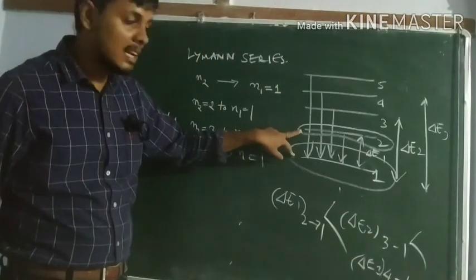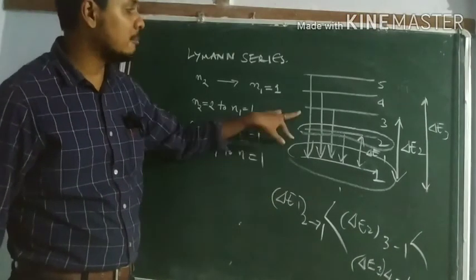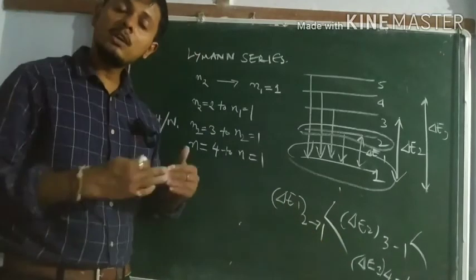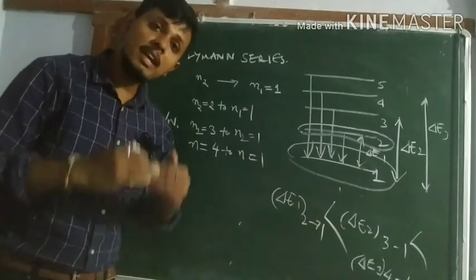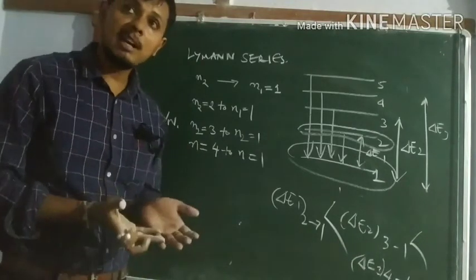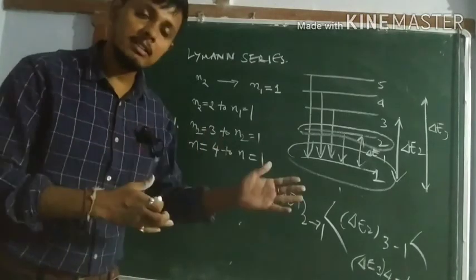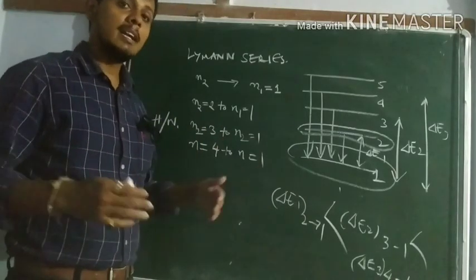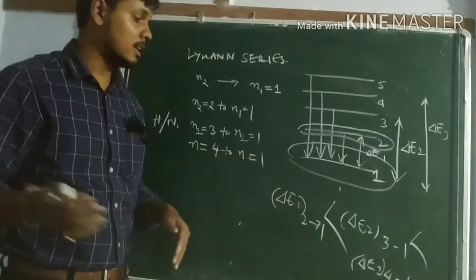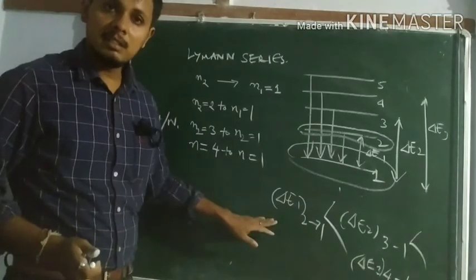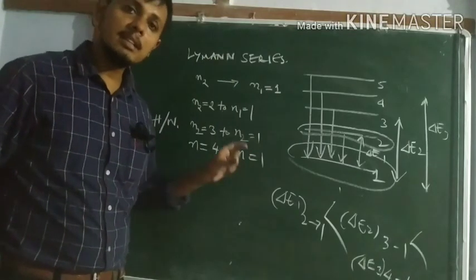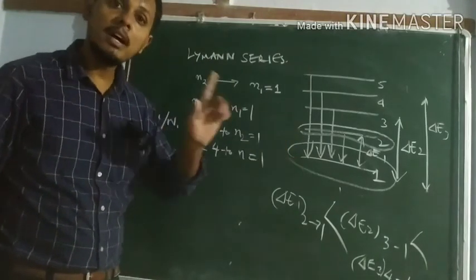It means the first Lyman line will have the lowest energy, the second Lyman line will have more energy, and the third Lyman line even more. That means for consecutive Lyman lines the energy difference increases, and as the energy difference keeps increasing, the wavelength will decrease. Energy is inversely proportional to wavelength. If delta E1 is less, that means the wavelength will be more. So the longest wavelength in the Lyman series will be that of the first Lyman line.